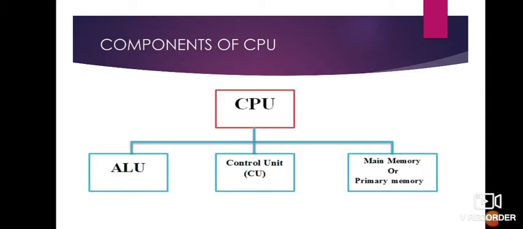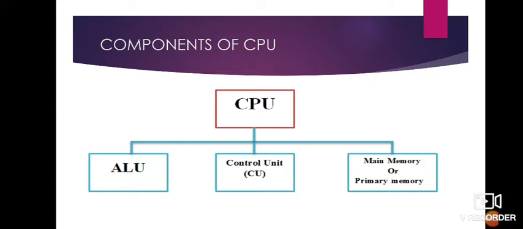CPU processes our data with the help of its components. So CPU consists of three components, that is ALU, control unit and memory unit. ALU basically performs all the basic calculations like addition, subtraction, multiplication and division. Control unit controls all the functions of the computer. It checks what to do, when to do, and it also checks the result given by ALU.